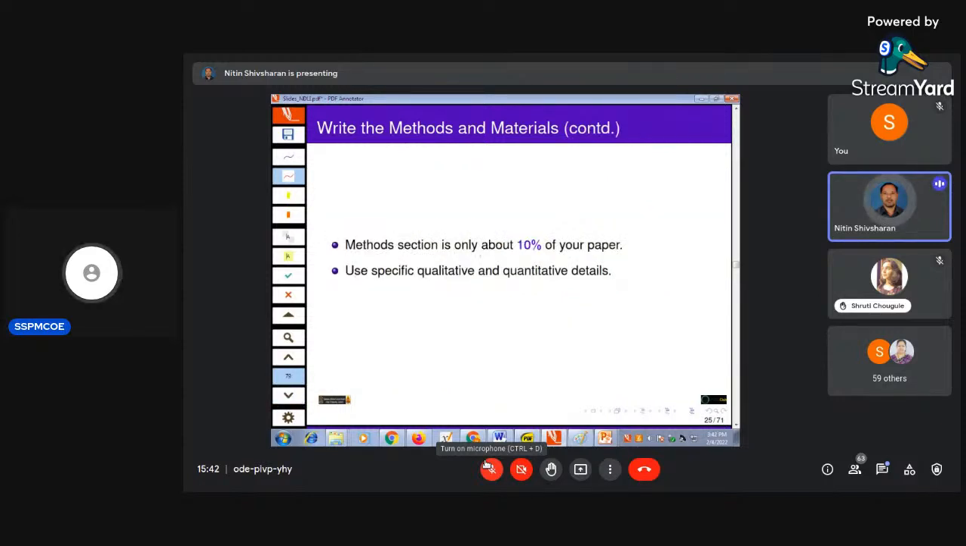The method section is only about 10% of your paper. So based on that, try to use quantitative as well as qualitative details in your method section.